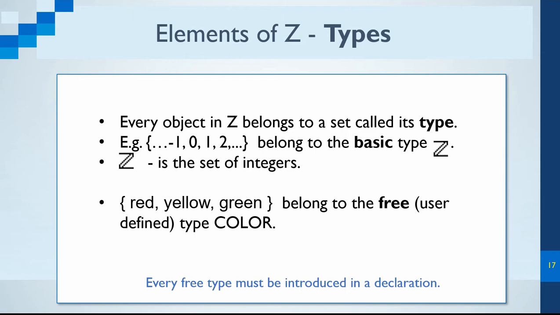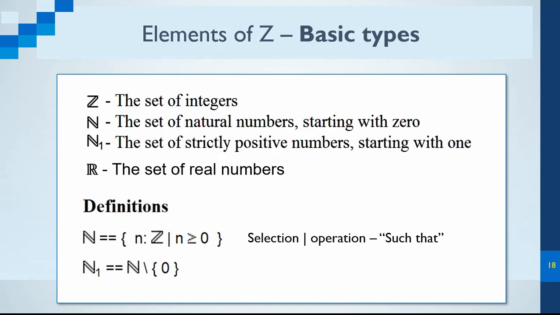We have some basic types, or we can say predefined types, something like Z. Z is negative and positive integers. N means natural numbers. You can also create your own set, for example red, yellow, green. This is a set of colors. You can create your own set. So here is the integer, here the natural number, starting with 0.